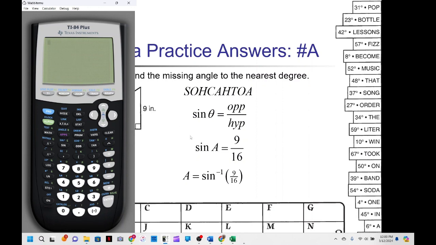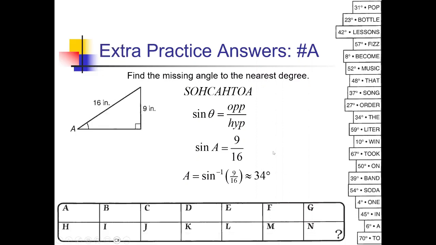Now to get these inverse trig functions, you have to press the second button and then the trig function, so second sine. At least that's how it works on this calculator. Might be different on the one you're using. And then we can just do 9 divided by 16, and closing the parentheses is optional here. Press enter, and that gives us 34.2, so just 34 degrees. They said nearest degree. And for 34 degrees, finding that over in my answers, that's the word "the," so that's going in spot A.